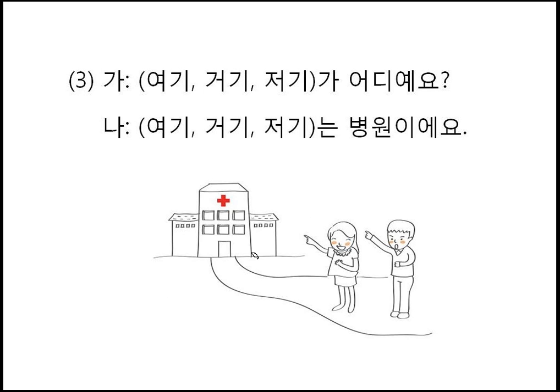Then, he and she are indicating this building. This building might be the hospital. So, this building is placed here, which is far from the listener and speaker. So, 저기 can be used. 저기가 어디예요? Where is that place? And what is this building? 저기는 병원이에요. That is hospital.